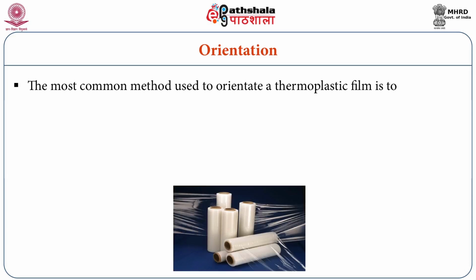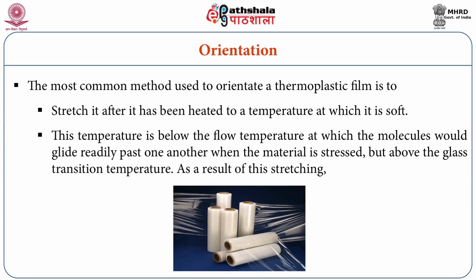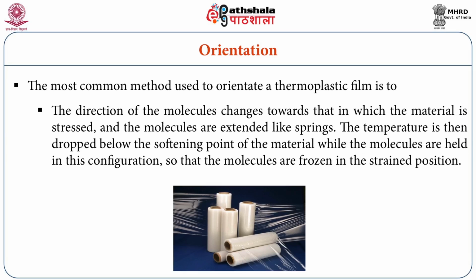The most common method used to orient a thermoplastic film is to stretch it after it has been heated to a temperature at which it is soft. This temperature is below the flow temperature at which the molecules would glide readily past one another when the material is stressed, but above the glass transition temperature. As a result of this stretching, the direction of the molecules changes towards that in which the material is stressed and the molecules are extended like springs. The temperature is then dropped below the softening point of the material while the molecules are held in this configuration, so that the molecules are frozen in the strained position, which improves the properties.